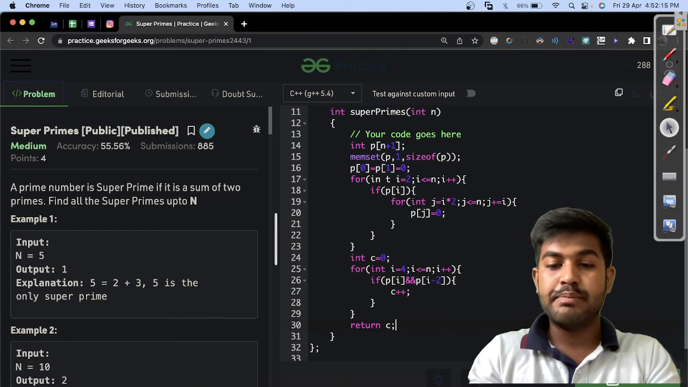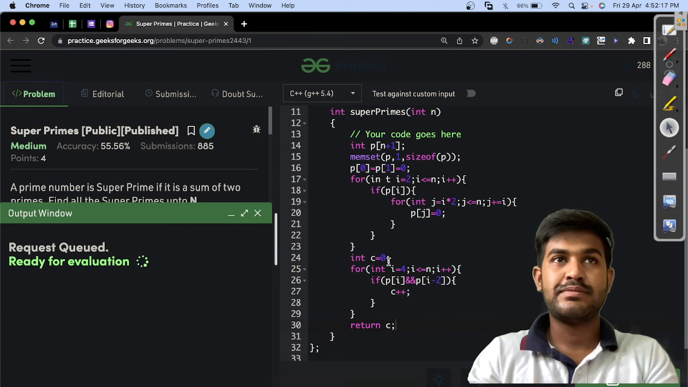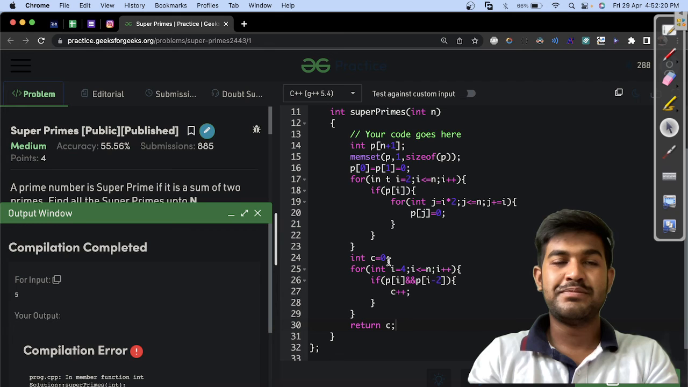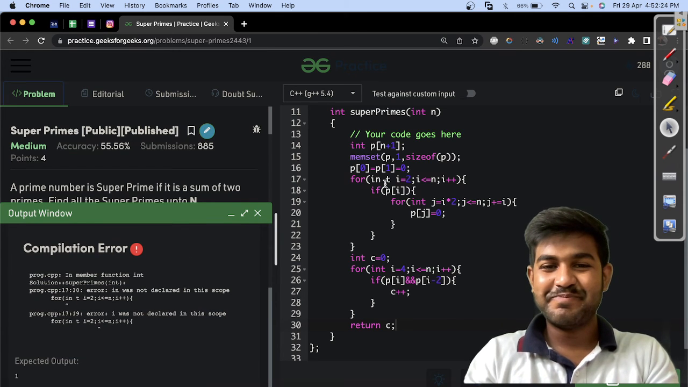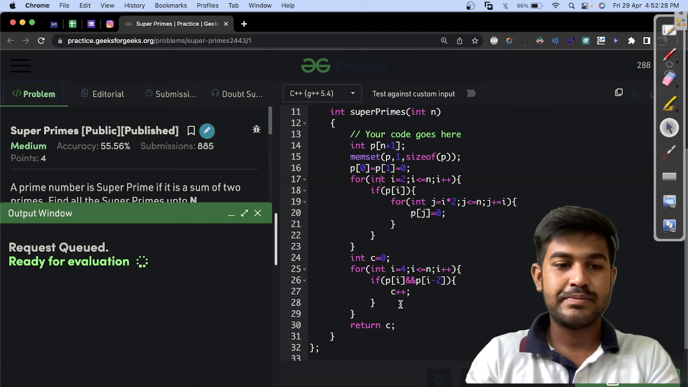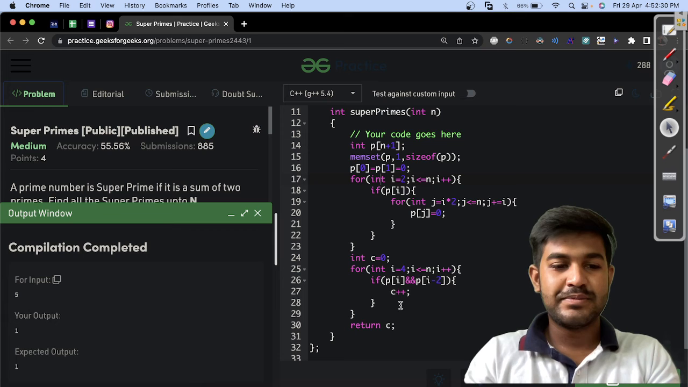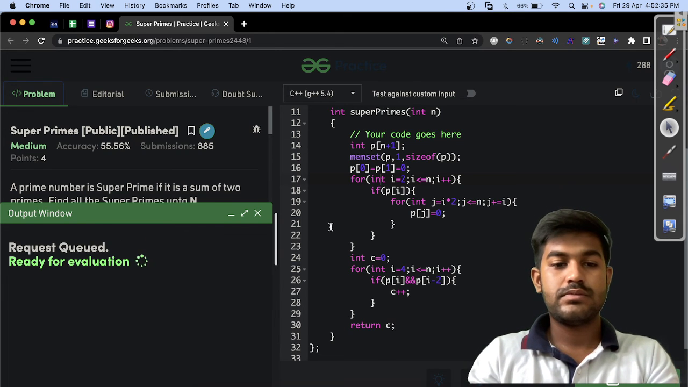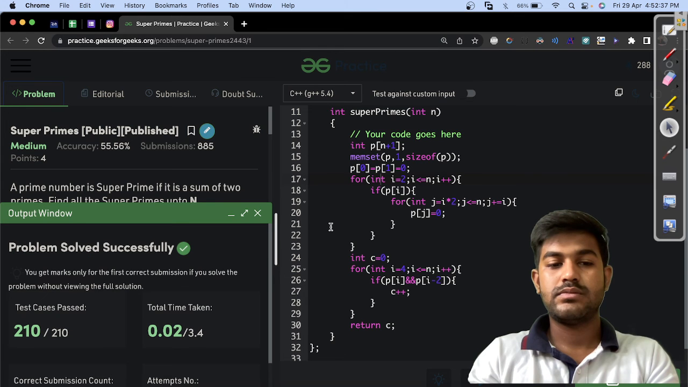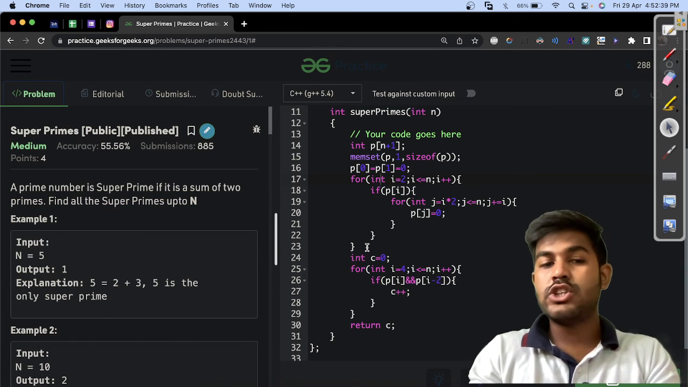Now let us just compile and run. Yes, let us just compile them again. Okay, now let us see and submit this. And yes, we have successfully solved this.